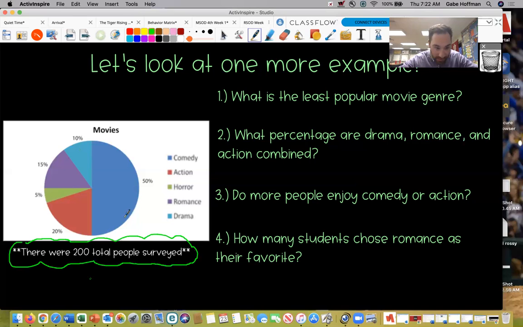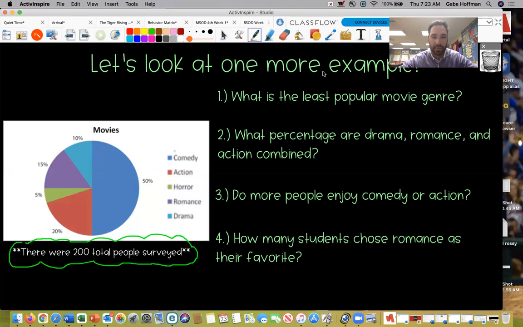So basically, since there were 200 total people, if I want the actual number, I'm multiplying each of these percentages by 2. So 50% times 2, because there's 200 total people, would mean 100 total people chose comedy. 50% of the whole 200 chose comedy. So that's actually 100 people.